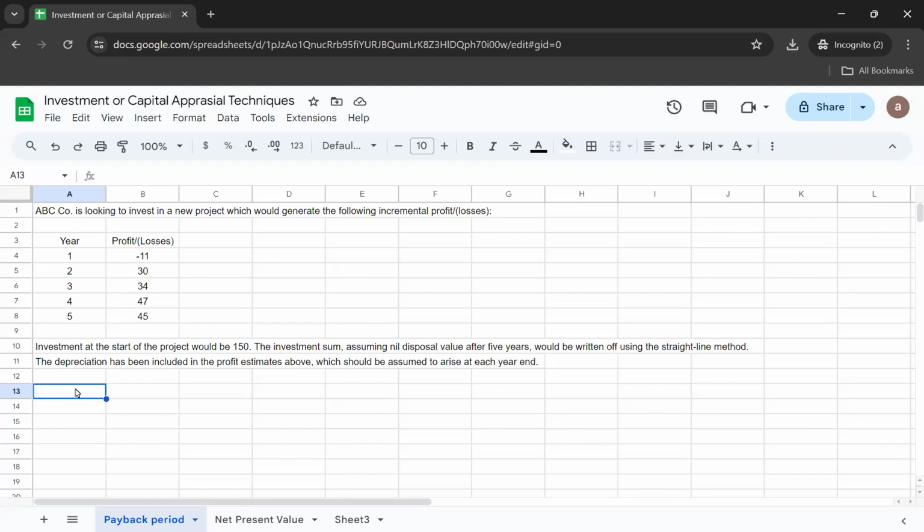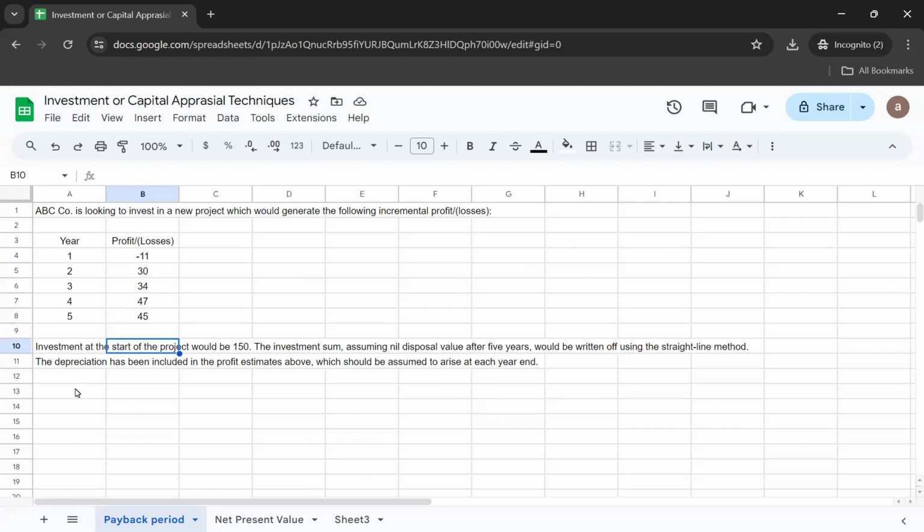We have this company called ABC, which is a fictitious company that I created. The company wants to invest in a project. You can read through the question, but I will also pinpoint the important areas. We are given profit and losses, not cash flow, because cash flow is different from a profit or a loss. We are given profit and losses for 5 years.